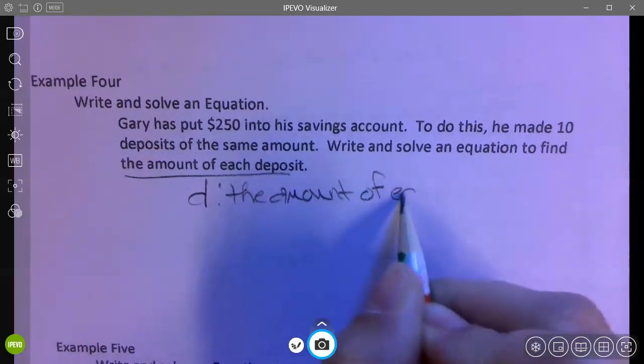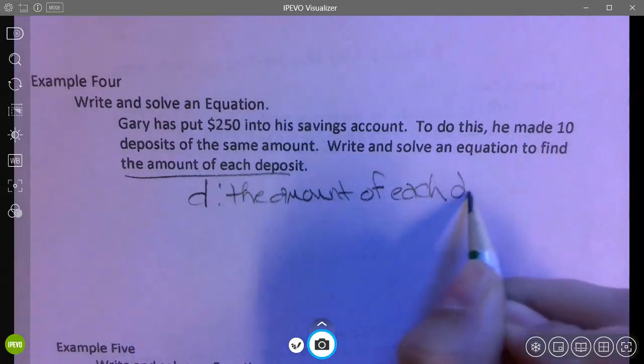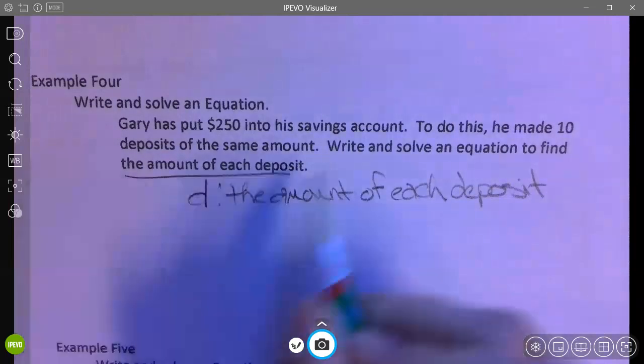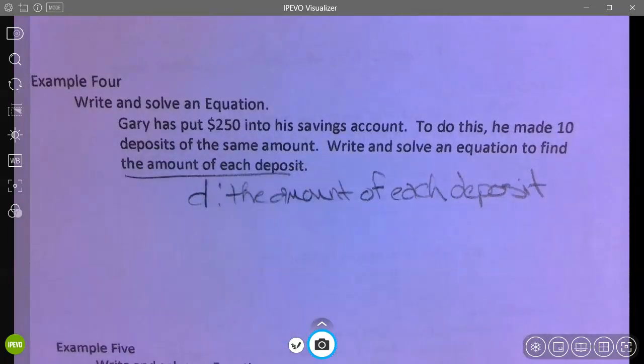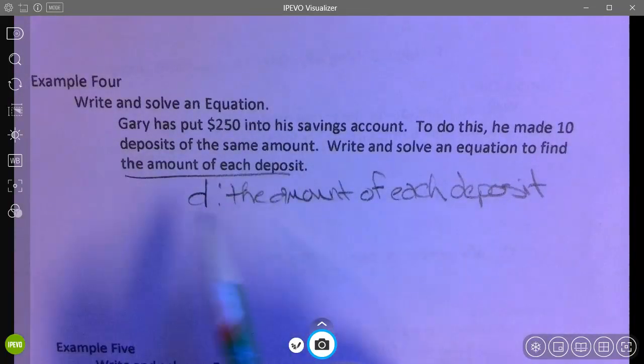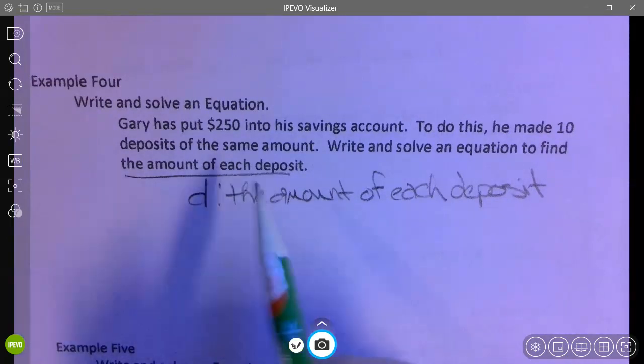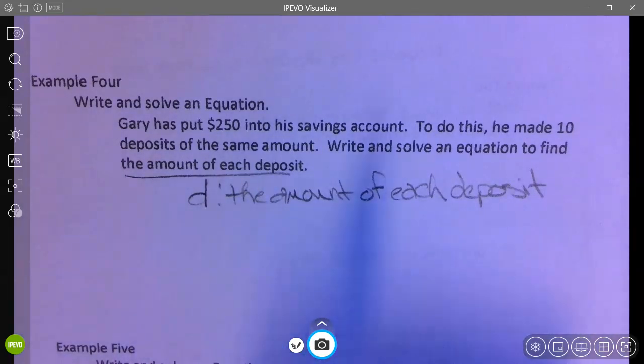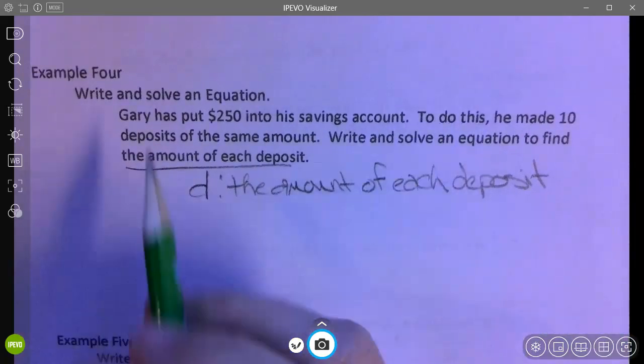Miss Royce, is it really that easy? I can just look at the question and figure out what the variable is standing for? Yeah. That's the amount you don't know. That's what your variable is always going to be, an amount you don't know. All right.